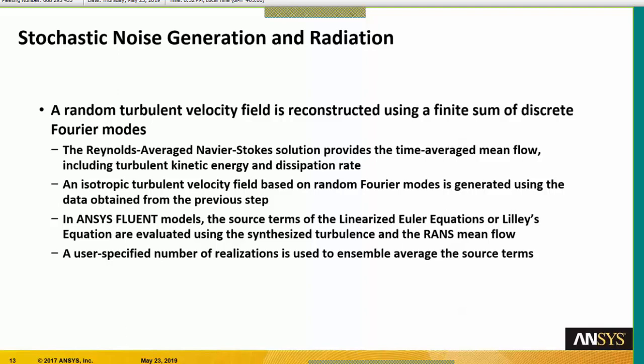Second category is trying to rebuild, in fact, an acoustic field, an acoustic fluctuation field from the turbulent velocity field. And from this turbulent velocity field, we are going to rebuild a finite sum of discrete Fourier modes that will correspond to the acoustic contribution from this field. In the broadband noise GUI window, at some point you need to specify a number of realizations of this acoustic field, to extract mean acoustic properties from these realizations.